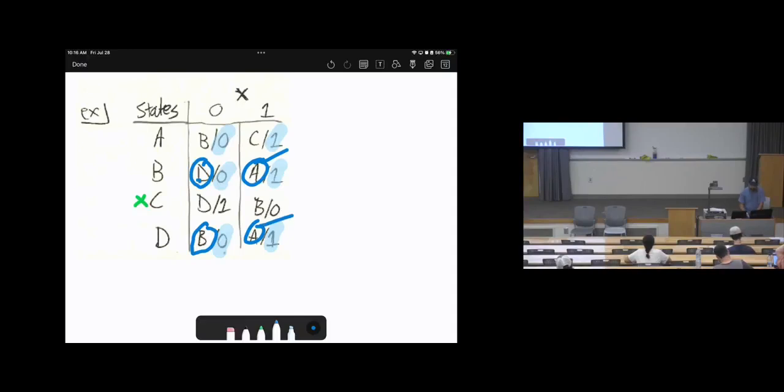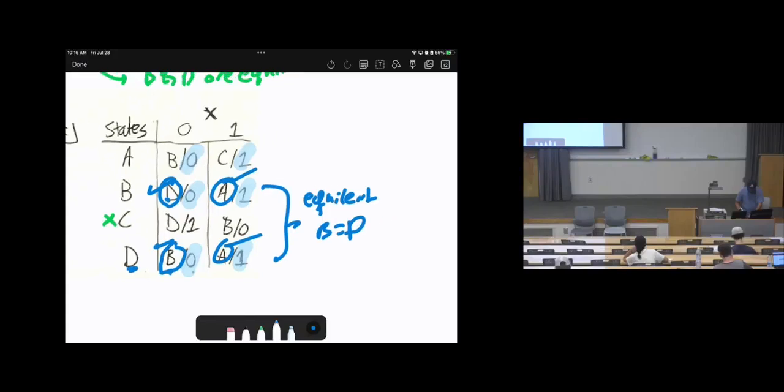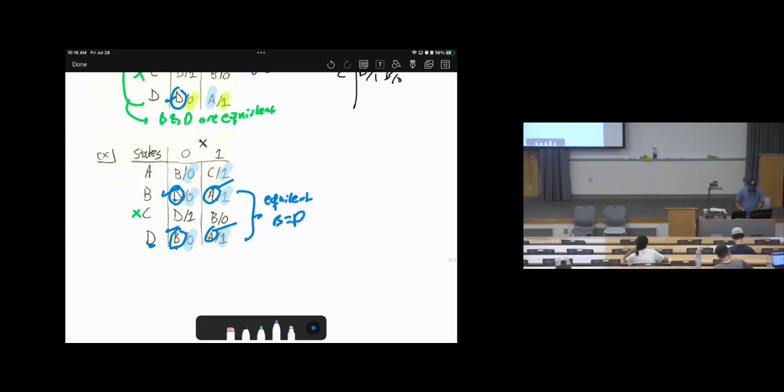D, it's not the same as state B, but is it the same as the other states? D? Yes. B here, it's not the same as the state D, but is it the same as the other states? Yes. Then we can say, yes, they are equivalents. Then we can replace B by D. And it's up to you. You can say B equal to D, or D equal to B. If you want to erase the state B and keep D, that's fine. If you want to erase D and keep B, that's fine.